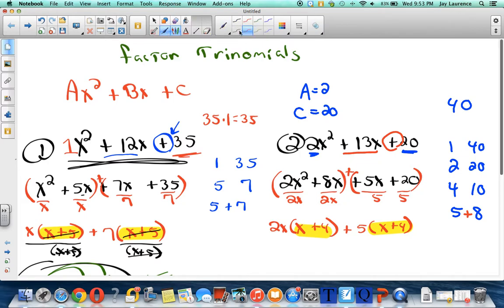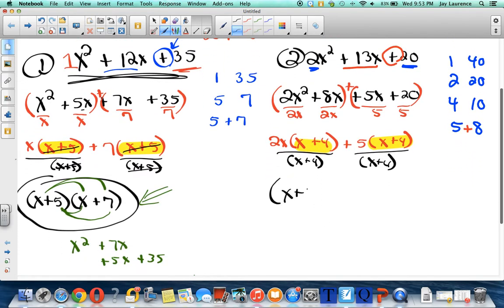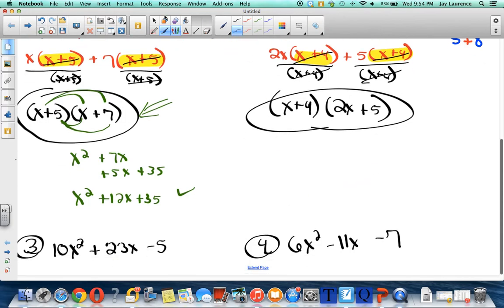All right. Now, I have a GCF here, so I'm going to factor out a quantity of x plus 4 from both terms. And that will get me the quantity of x plus 4 times the quantity of 2x, because that's all that's left here, plus 5. And there you go. If you double distribute that, you should get the original problem. I'll leave that to you to verify. All right, let's try a couple more here.